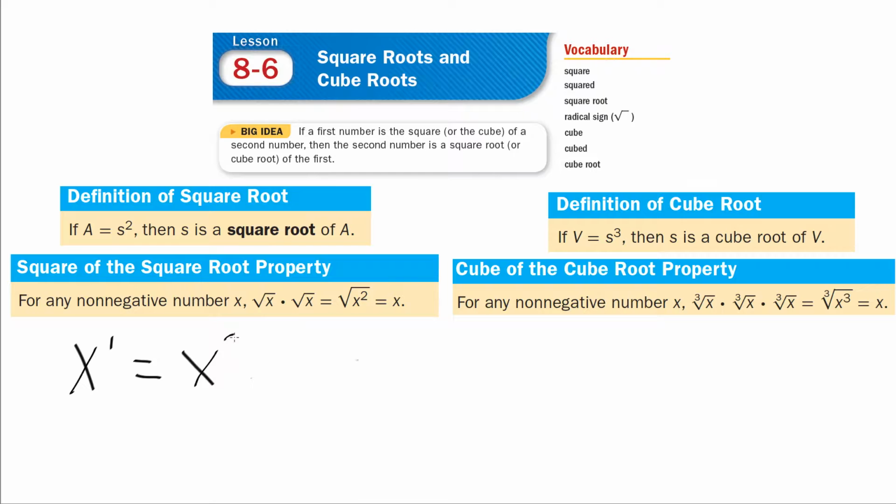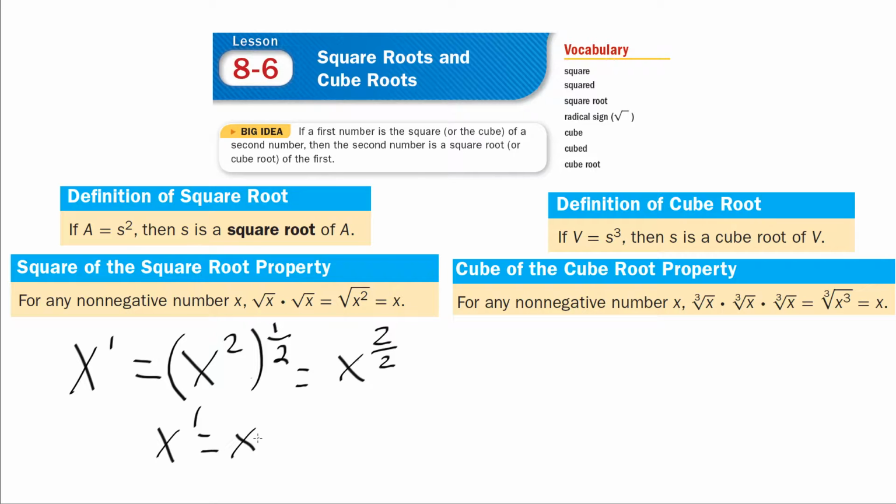Squared raised to, well, what 2 times what is going to give me 1? 2 times its reciprocal, right? 2 times a half, and that equals x to the 2 over 2, which is x to the first, which equals x. So the symbol we're going to use for a power for the square root is 1/2.